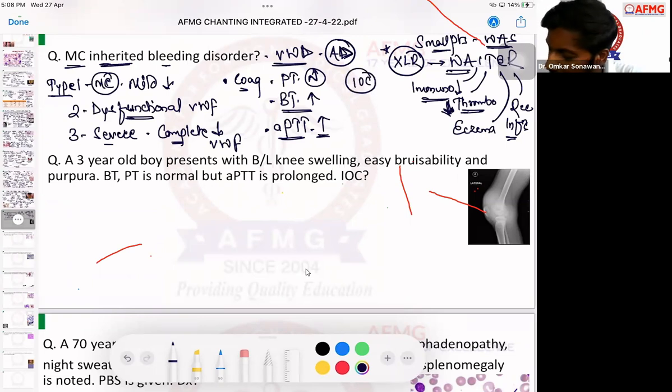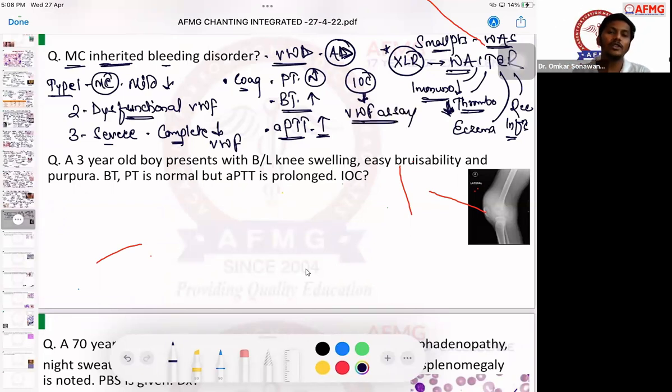The investigation of choice is definitely to check the levels of von Willebrand factor, so a von Willebrand factor assay is to be done in this patient. And what is the treatment of choice? Anybody? Please let me know.